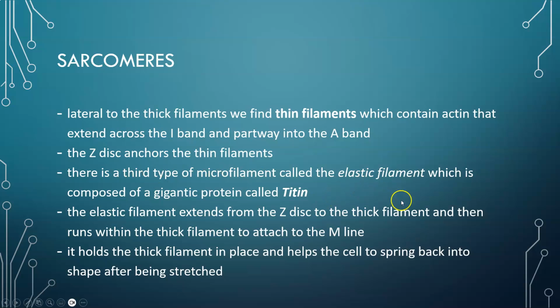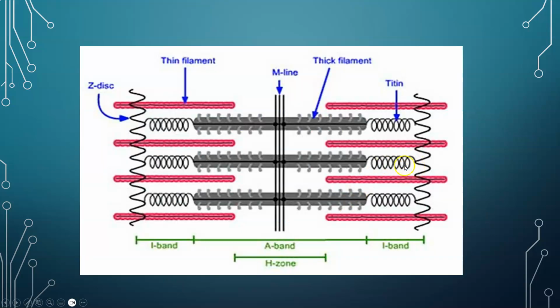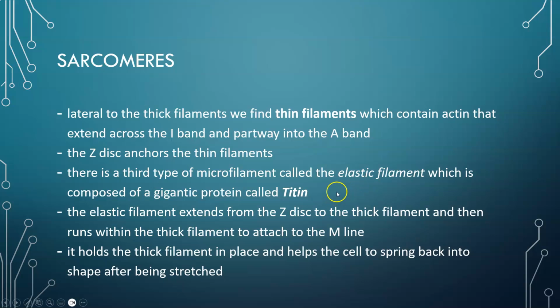There is a third type of microfilament here, and it is called the titin or elastic filament, which is composed of a gigantic protein called titin. We can see it here in this curlicue configuration, running again from the Z disc to the tip of the myosin fiber. This elastic filament extends from the Z disc to the thick filament and then runs within the thick filament to attach to the M line.